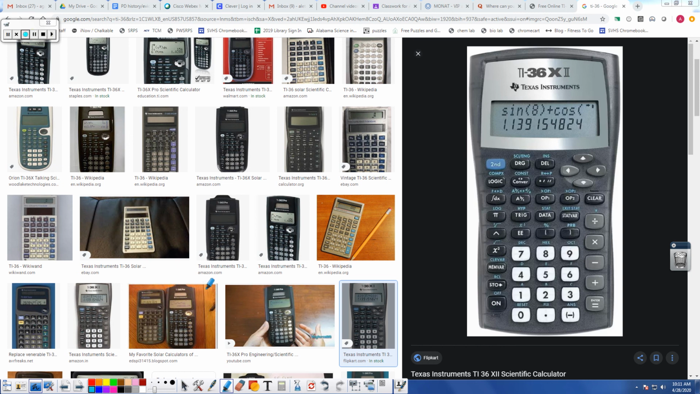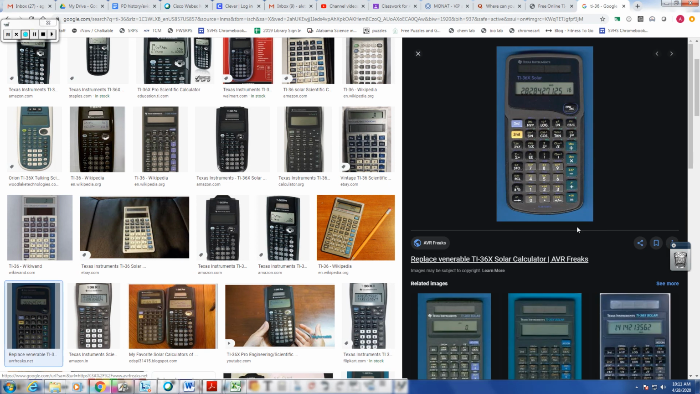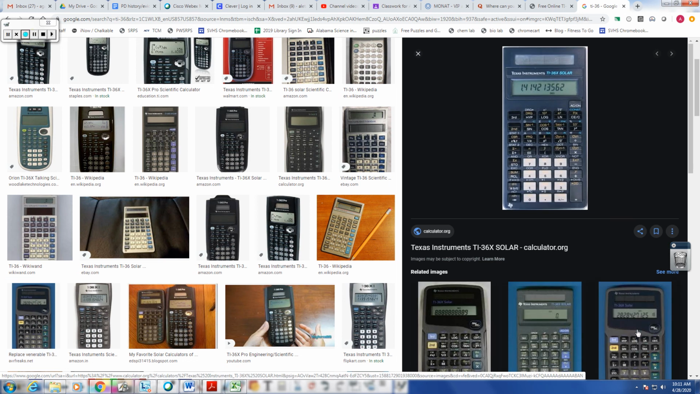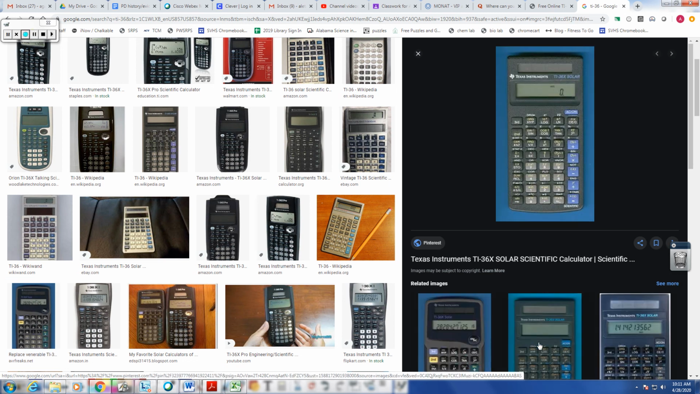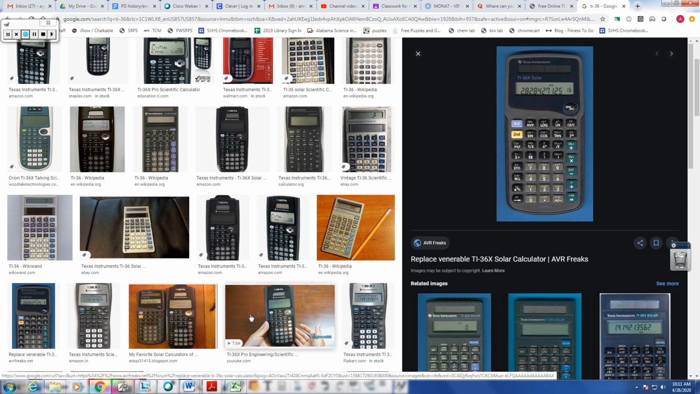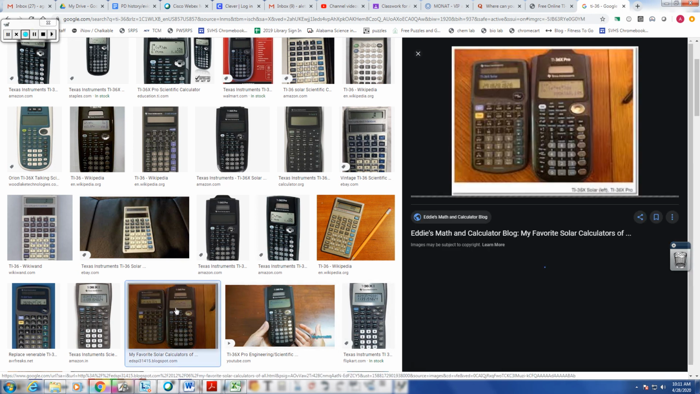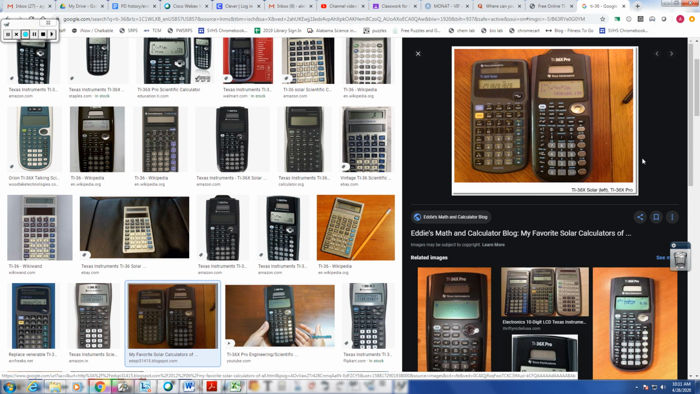Some of your newer calculators, this is a common calculator as well. Okay, it's got the EE button. Sometimes the EE button is a second function. I'm trying to find one that has it as the second function, so that you have to press second and then press EE.